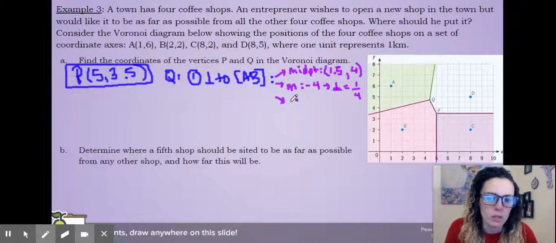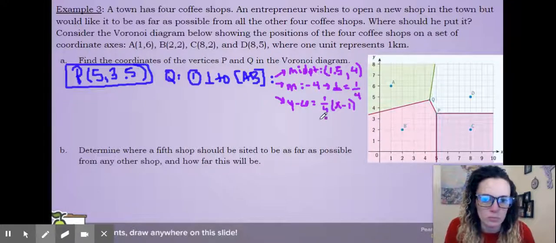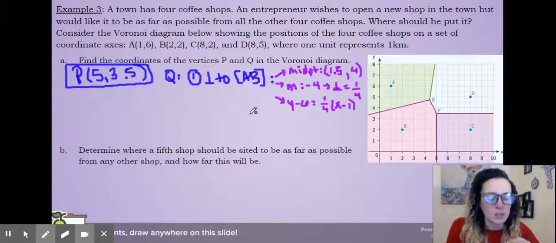So using, again, the point gradient formula, y minus, either using A or B, it doesn't matter. I'm going to use A. So y minus the y value of the point equaling the gradient times x minus the x value of the point. You're going to repeat that exact same process, but now looking between A and D.